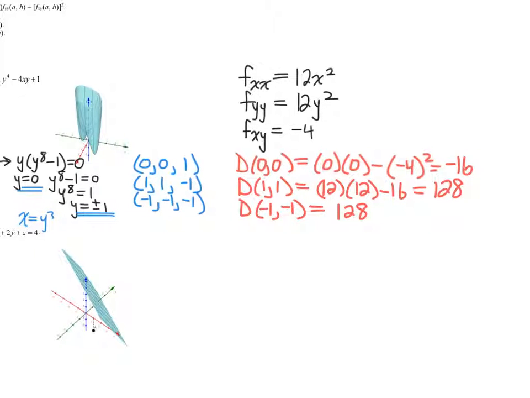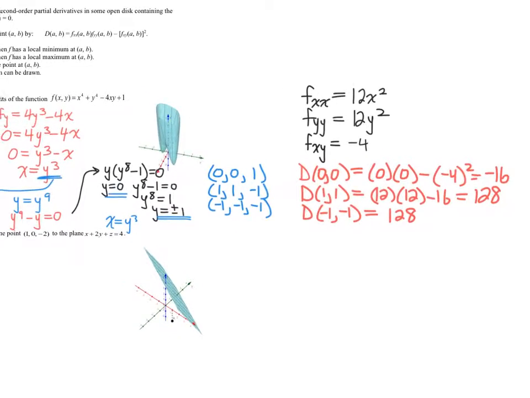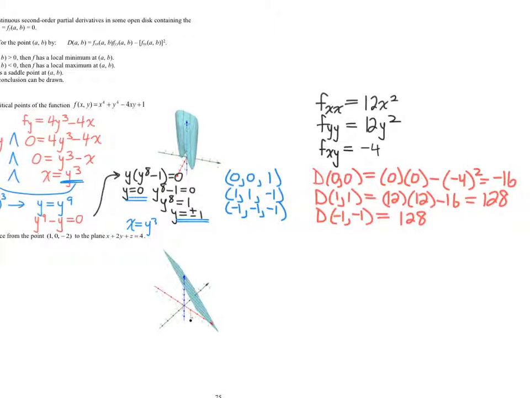Looking at my conditions, I always go for the saddle point first. Saddle point is the easiest one to identify. If your discriminant is negative, then you have a saddle point. So my saddle point is at 0, 0, 1.